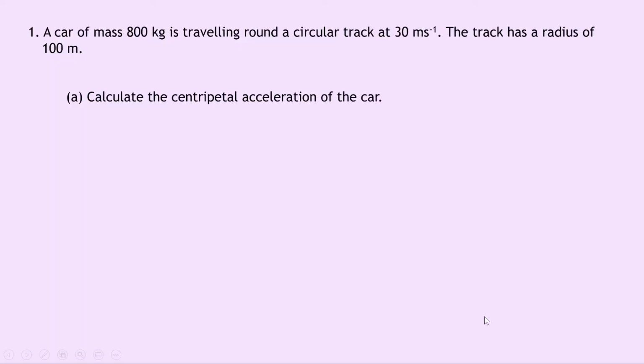So let's get started. Question 1 says that a car of mass 800 kilograms is travelling round a circular track at 30 meters per second. The track has a radius of 100 meters. Part A says to calculate the centripetal acceleration of the car.